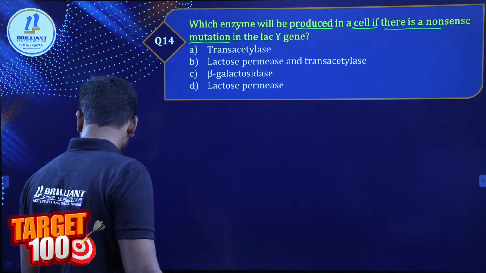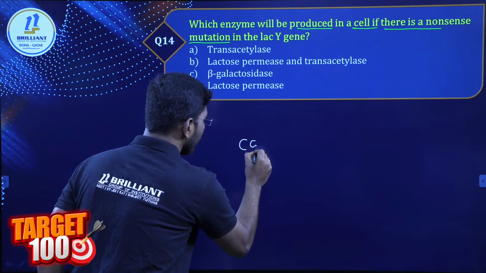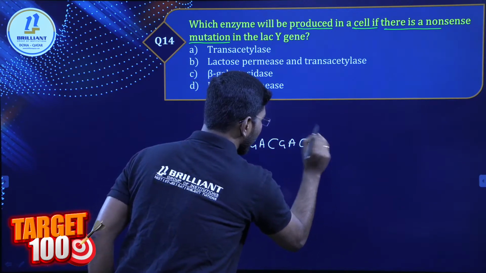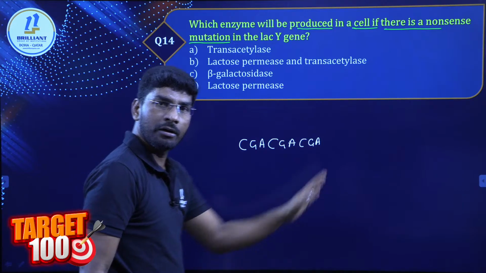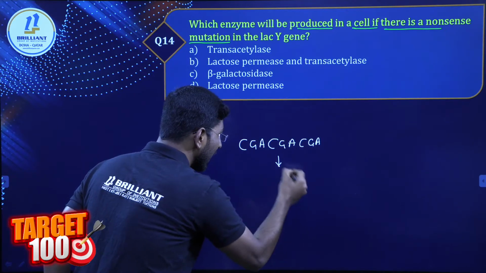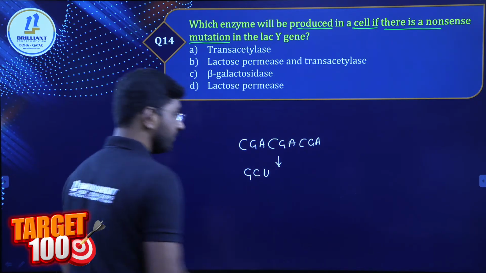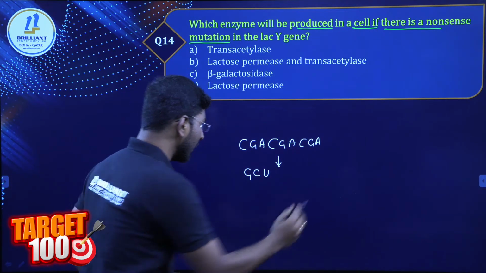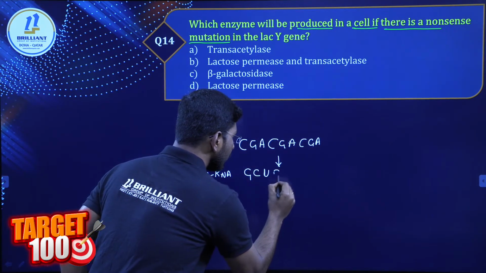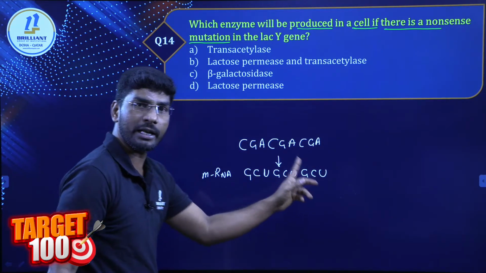Look here, I am taking one small example to understand this. For example, CGA, CGA, CGA. This is the template DNA strand. From this template DNA strand, what type of mRNA can come? G, C, it is U, right? GCU in mRNA. Now I'm writing this is mRNA, GCU, GCU, GCU. This is the mRNA that can come.